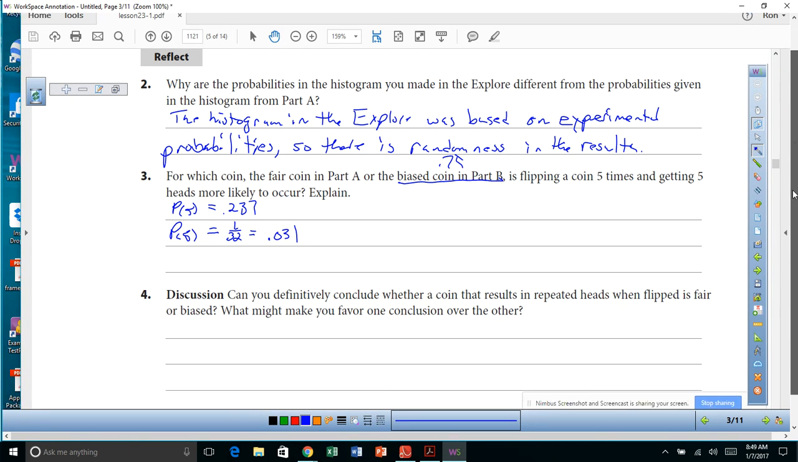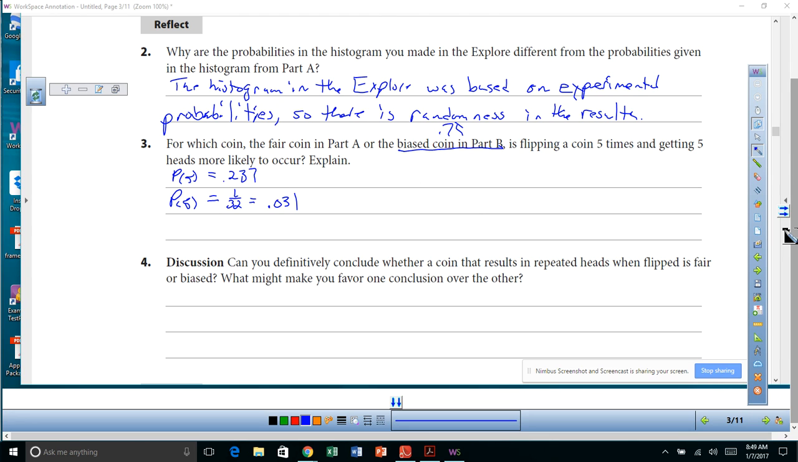Discussion. Can you definitely conclude whether a coin that results in repeated heads when flipped is fair or biased? What might make you favor one conclusion over the other? Well, you should assume the coin is fair so long as the result is not very unlikely. Determining when a result crosses over into being very unlikely is debatable, however.